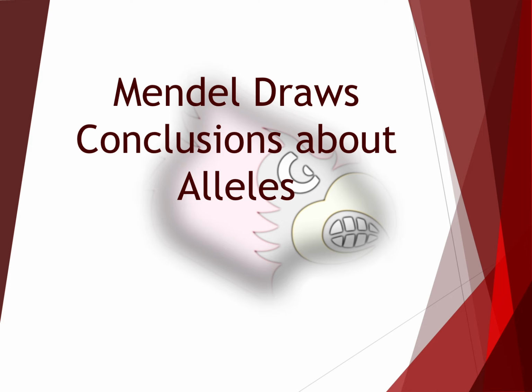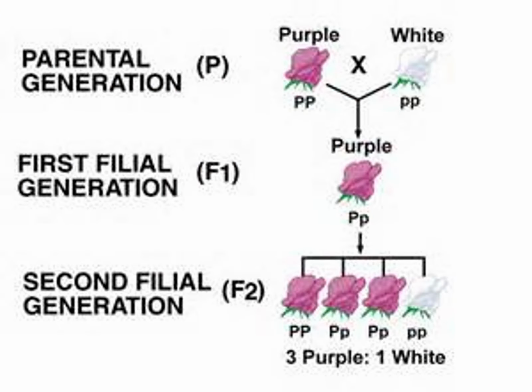New left-hand column. Mendel draws conclusions about alleles. Based on his experiments, Mendel concluded that if an organism inherited 2 different alleles for a given character, one allele would fully control the appearance of that character, and the other would not have any effect.